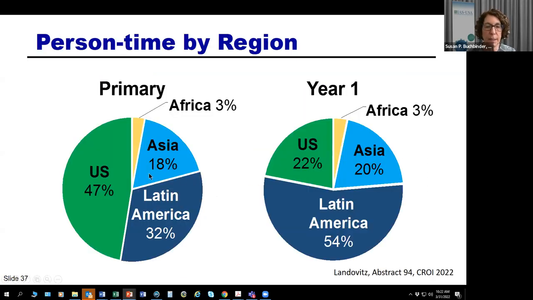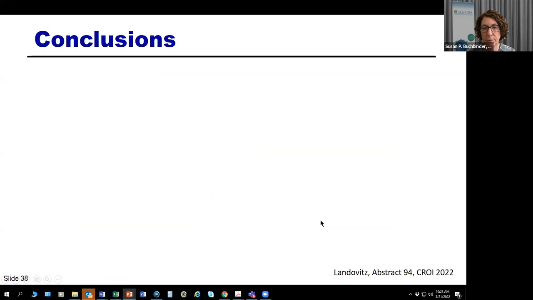The other possibility is that the Latin American countries came on later in the study. So they accounted for only 32% of the data in the primary analysis, but they accounted for 54% of the data in the unblinded analysis, and the infection rates were higher in Latin America.